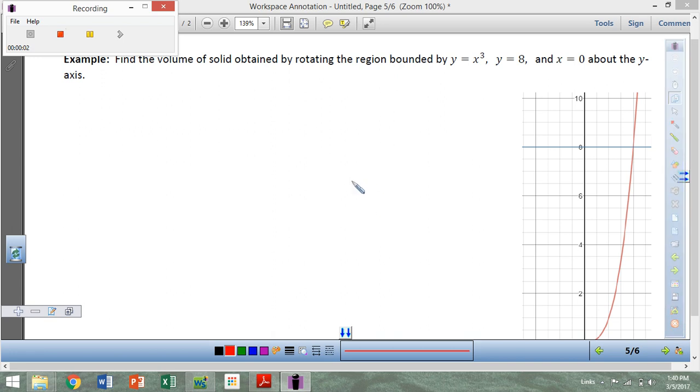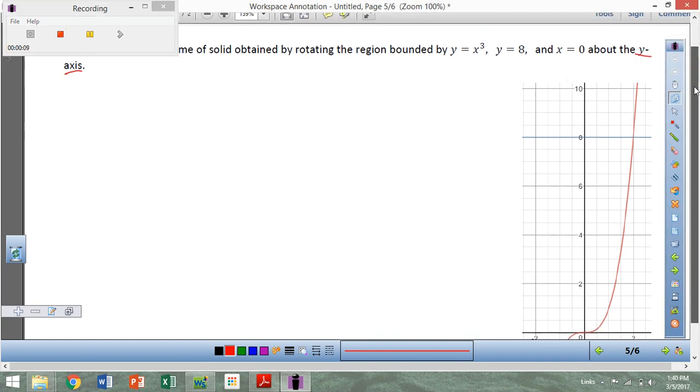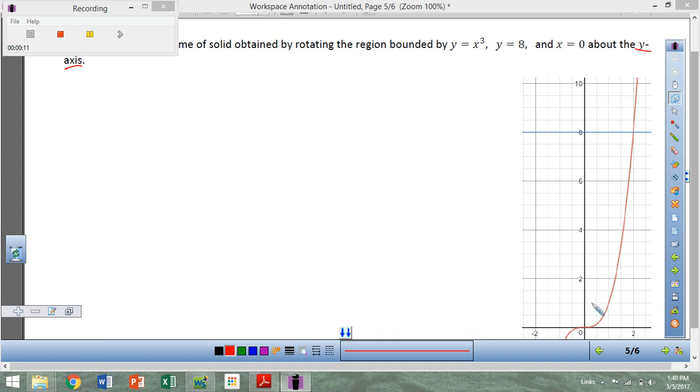Okay, in this video we're going to take a region and revolve it about the y-axis. So instead of the x-axis, let's revolve this about the y-axis. My region is bounded by y equals x cubed, y equals 8, and x equals 0. So that's going to be the y-axis. This is my region right inside here. I'm going to revolve that about the y-axis.